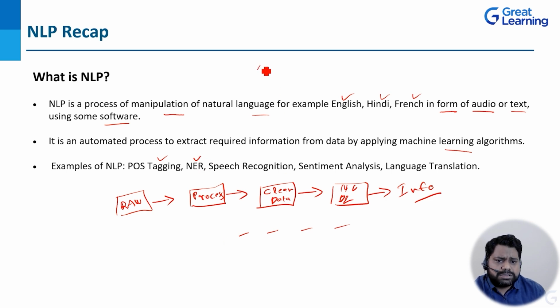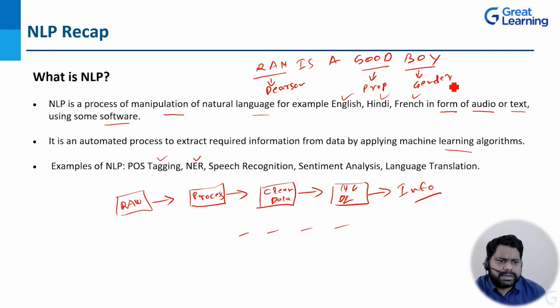So let's suppose we write Ram is a good boy. Okay, so what are we doing? Here Ram is an entity, so Ram is a person. Good is like its feature, or we can say property. Boy is a gender. So all sorts of information we can extract with the help of named entity recognition.